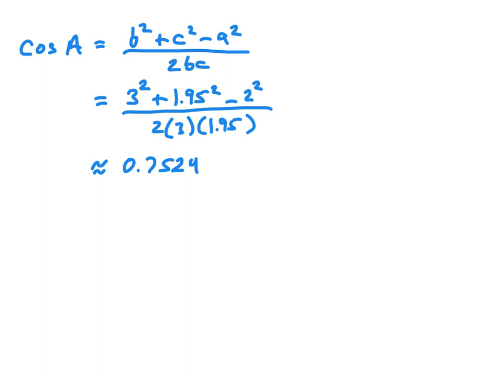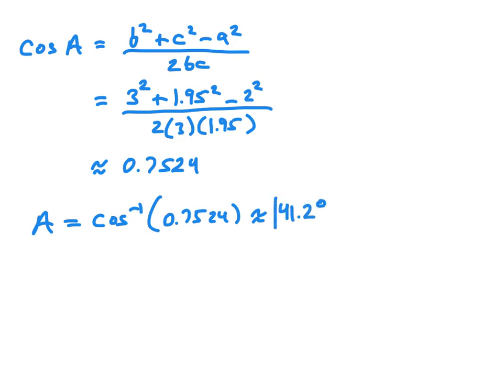Once we know the cosine of angle A, we can find the angle A itself by looking at the inverse cosine of this value. So the inverse cosine of 0.7524 is approximately 41.2 degrees. This will be our angle A. Note that because we're using the inverse cosine here, there is only one value between 0 and 180 degrees with this particular cosine. So unlike the law of sines, there's only going to be one triangle here to find, and it will have A equal 41.2 degrees.